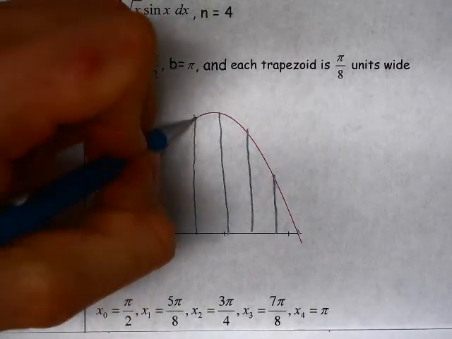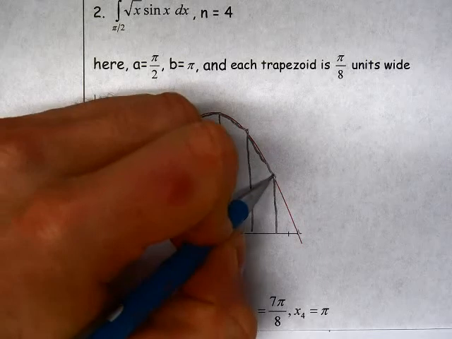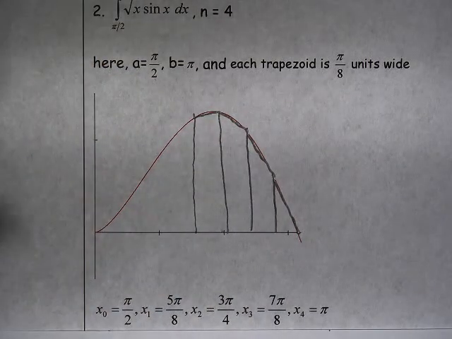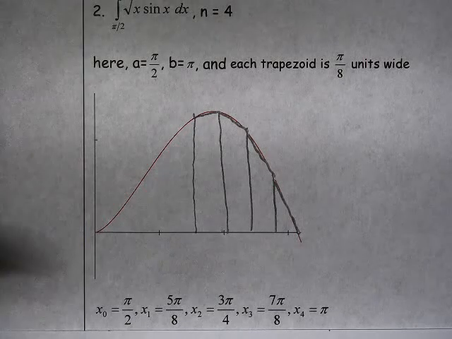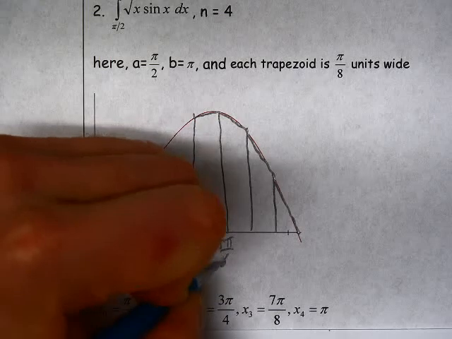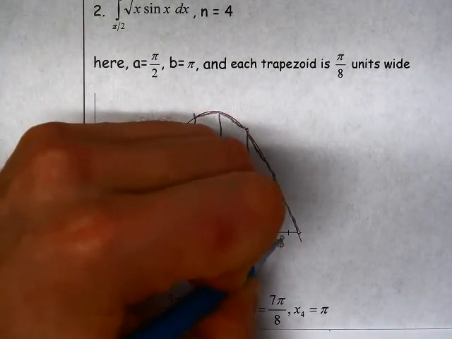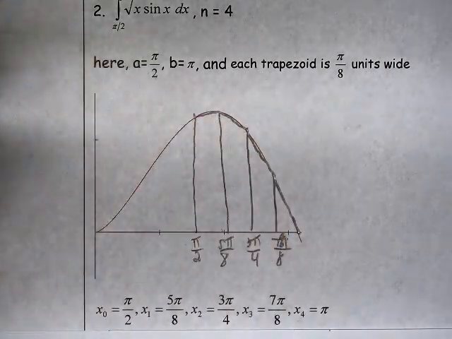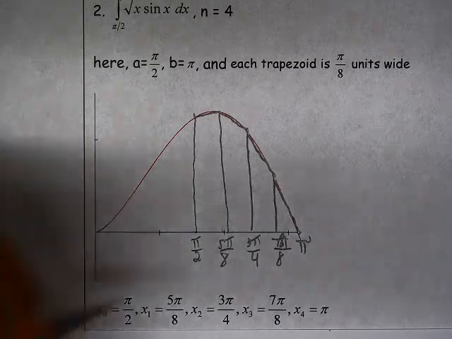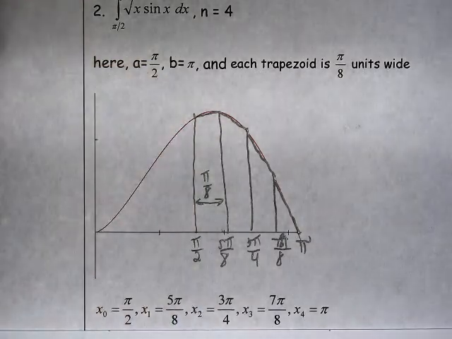So they might look like this. So my sketch looks like that. Notice it's not all that pretty. It doesn't have to be. I just need to be able to visualize what's going on there. And I probably want to label these 5 pi over 8, 3 pi over 4, and 7 pi over 8. And that's pi there. So each one of these is pi over 8 wide.